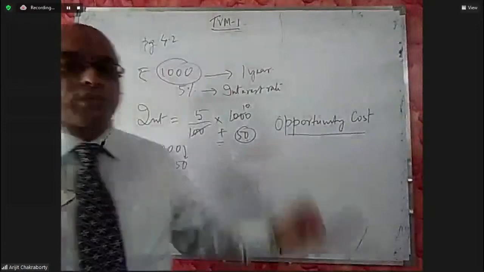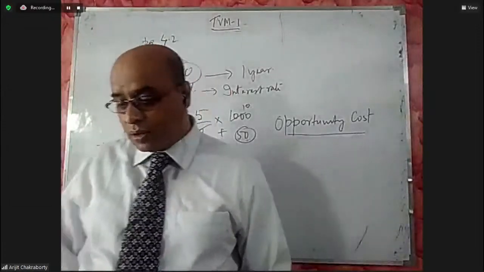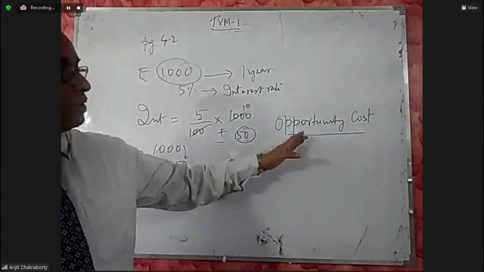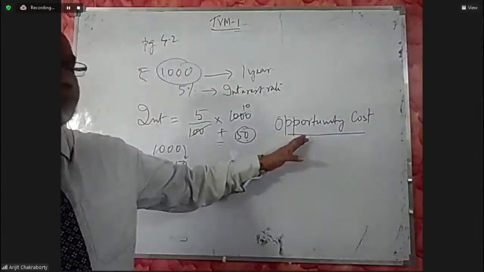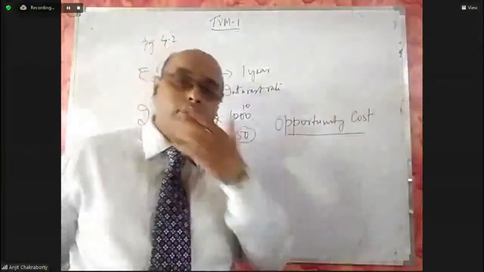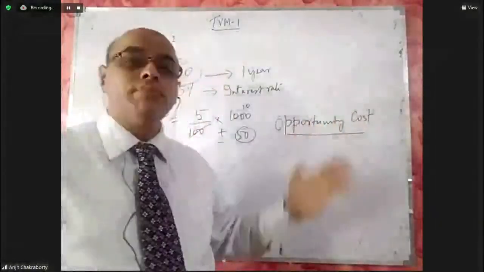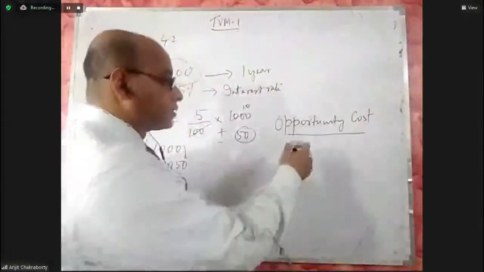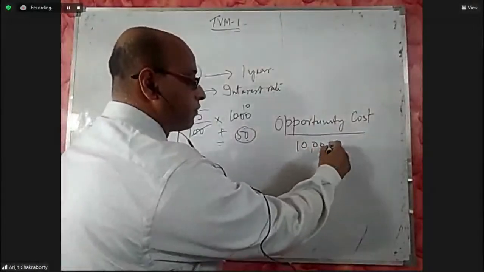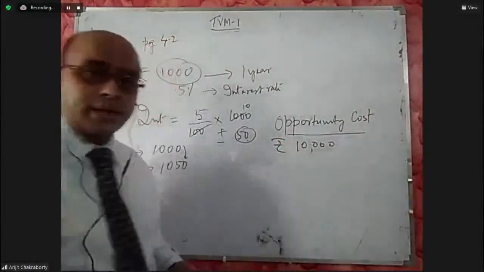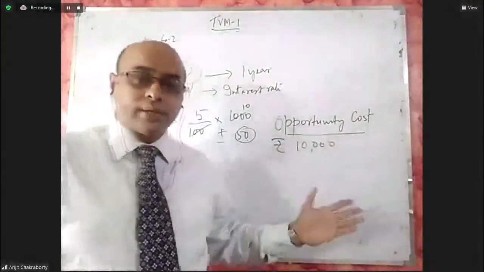Now, what do you mean by opportunity cost? So if I'm putting the money in a bank, opportunity cost means the money I could have invested somewhere else. And there I could have definitely earned if I put the money in business. Say its amount is 10,000 rupees. I'm putting this money in a bank. I will get interest. Why?